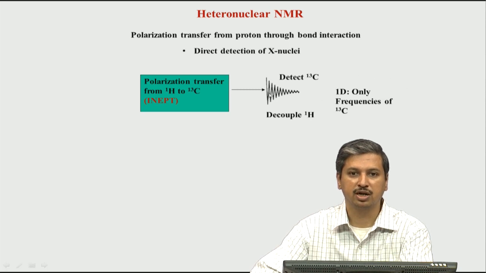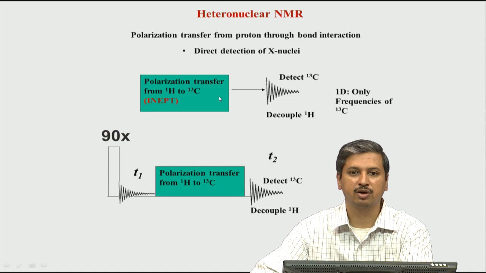There it was direct detection, which means you start directly from carbon, like a 1D proton, you start from carbon and excite the carbon and detect carbon. But here we have added one extra step: we first transfer the polarization from proton to carbon and then we detect the carbon. So, now let us see how it can be done in a 2D fashion.